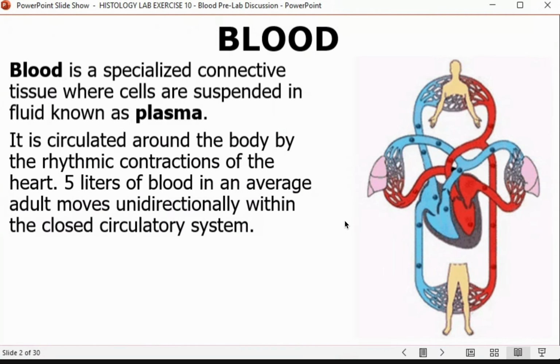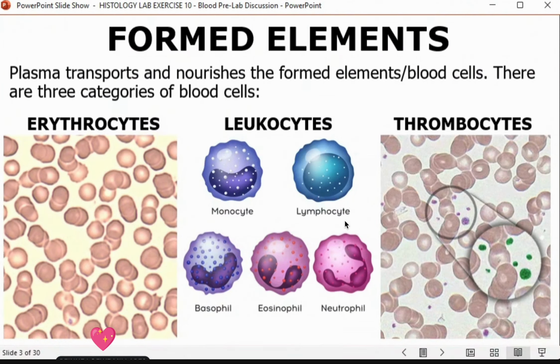So for histology, now blood is not a primary tissue sample under histology. It is more on the purview of hematology. But we'll just go over a little bit of the formed elements, your blood cells, which we will be observing under the microscope for our activity. You have your red blood cells or your erythrocytes, your leukocytes, which are your white blood cells, and your thrombocytes, your platelets.